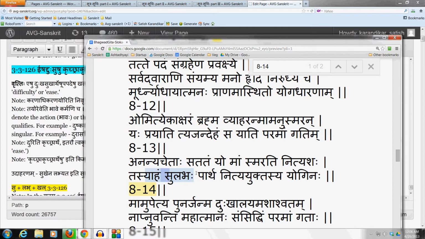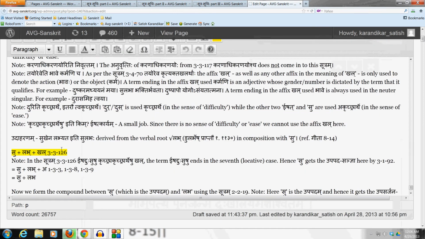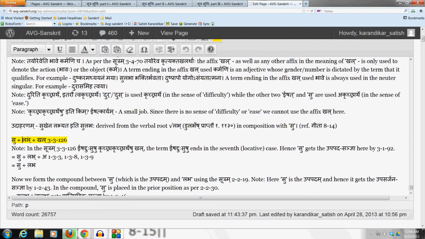The derivation is quite straightforward. We start with the verbal root lab, bring in the affix khal by the sutram 3.3.126, ishadusishu krichra krichrartheshu khal. We do have the term su in composition and it means ease, so we can use this affix. In the sutram 3.3.126, the term ishadusishu ends in the locative seventh case, hence su gets the upapada sanya here by 3.1.92 tatropapadam saptami stham.